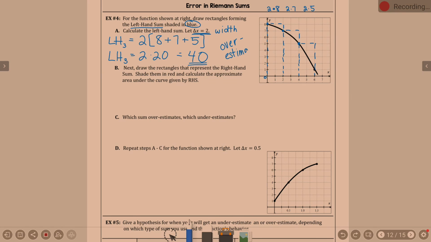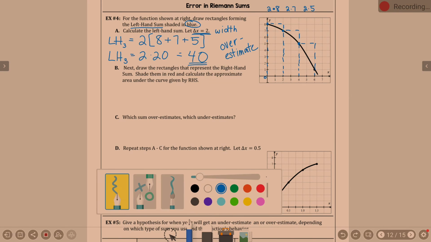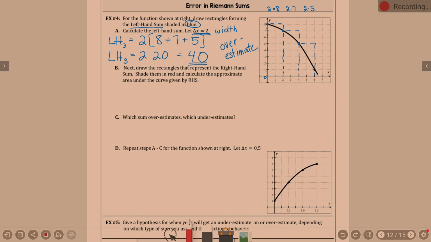Okay, switch to red. Next, draw the rectangles that represent the right-hand sum. Shade them in red and calculate the approximate area under the curve given by our right-hand sums. So I guess I was supposed to shade mine, but if I shade mine here on the BenQ, that's ugly. So you can shade if you want, but mine would not be readable. Okay, now we still have the same widths. There's still going to be widths of 2.